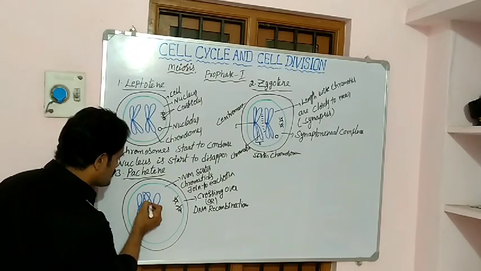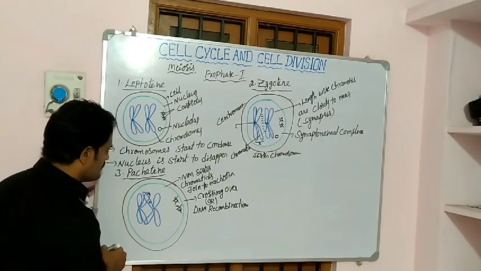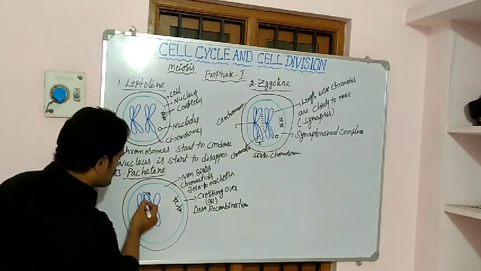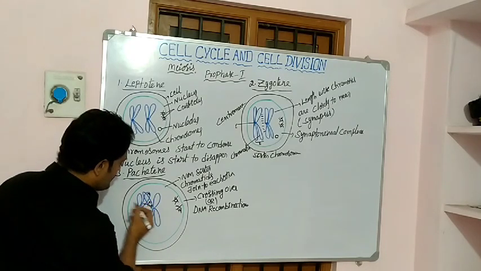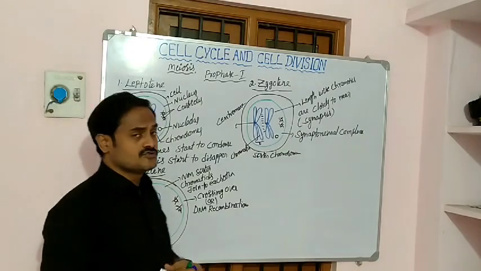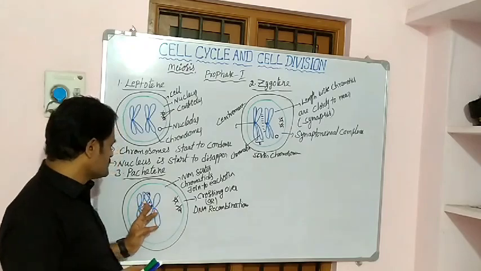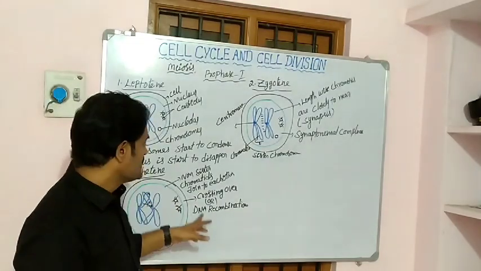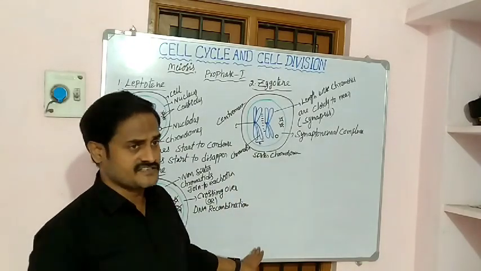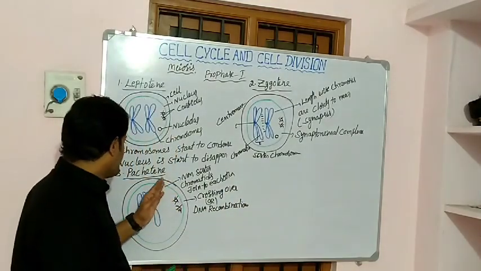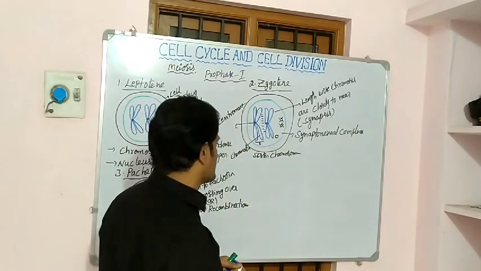For suppose this chromosome's DNA is transferred to this chromosome, and like that this chromosome's DNA is transferred to this chromosome. Like that, the two chromosomes exchange their DNA. Such a process is called what? DNA recombination. Okay, after completion of the pachytene, the cell reaches another phase.